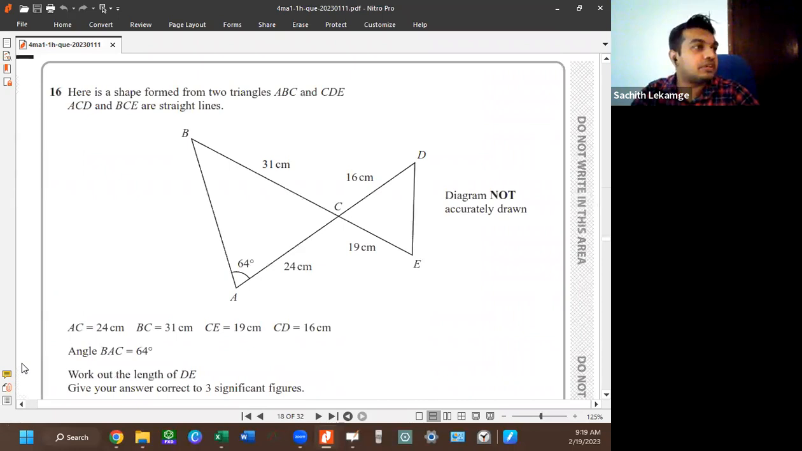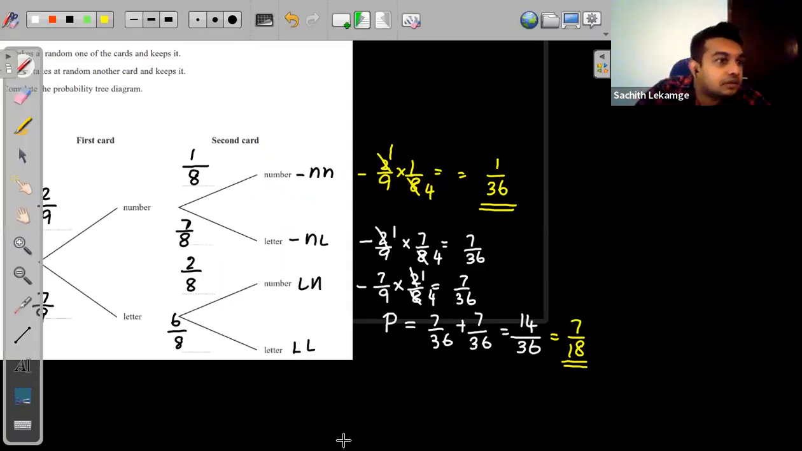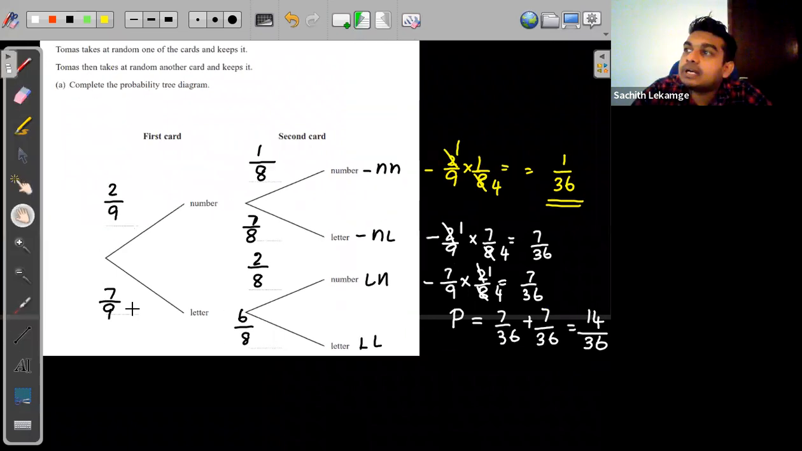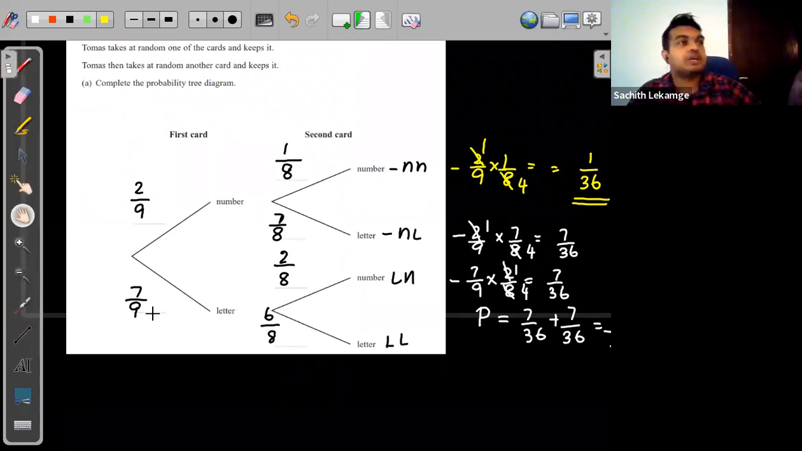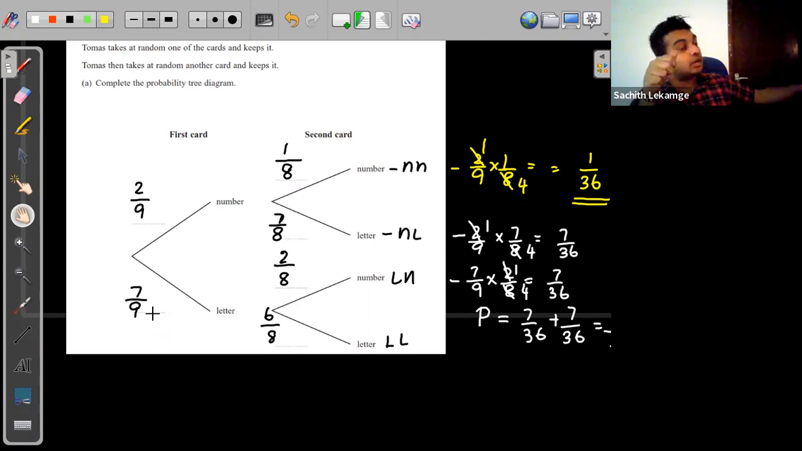What's the question? Tell me, what is the problem? How did I get 6/8? Now see, when you get a letter out, how many letters are there? 7. When you get the first card as a letter, out of 7 you are taking 1. Now how many letters in the box? 6 total, since I have taken 1. Now 7 letters were there, now only 6 letters. Total 9 cards were there, now only 8 cards. Got it? Is it clear to you?